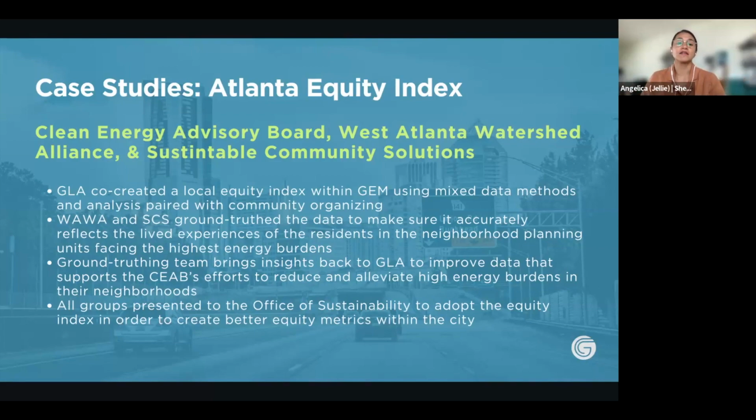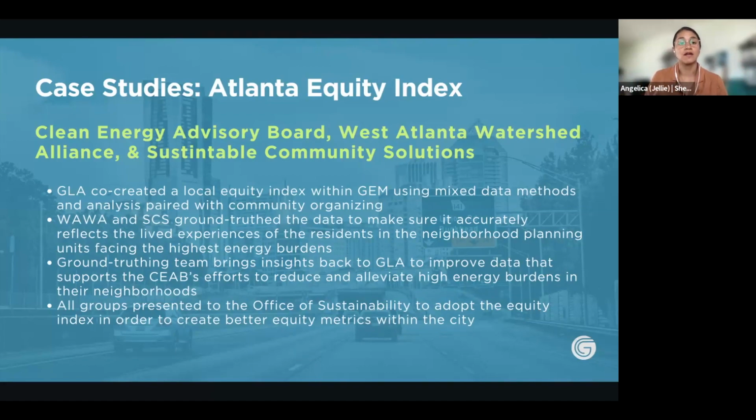Our role as technical assistants and the community initiatives lead was to work with WAWA and Sustainable Community Solutions to co-create a local equity index within our GIM platform, which we can show today, using mixed data methods. We were doing the quantitative aspect of what the map was already sharing with us around the data in the community, as well as qualitative analysis, using interview processes, questionnaires, and community organizing practices to understand the lived experiences of the community and make sure that it was aligned with what the original data was pointing to in the map. So WAWA and SCS were responsible for ground truthing this data.